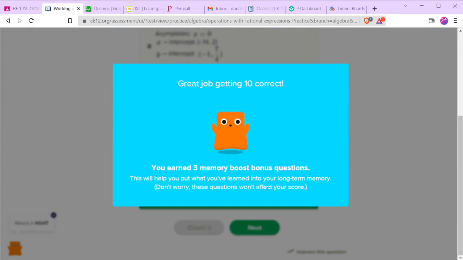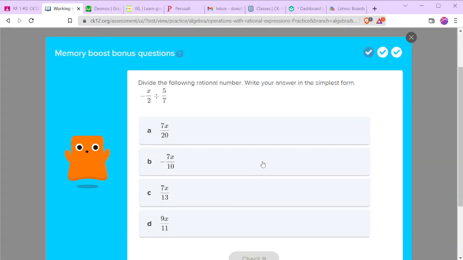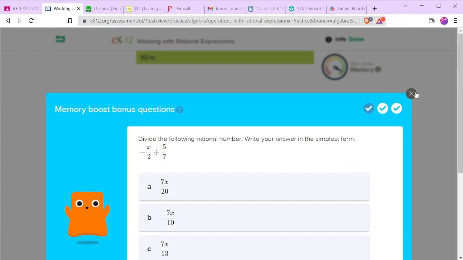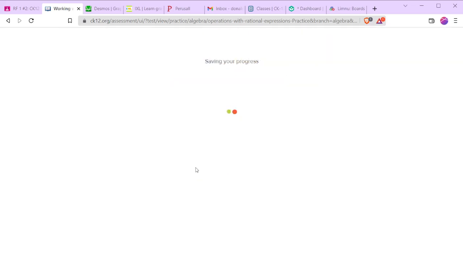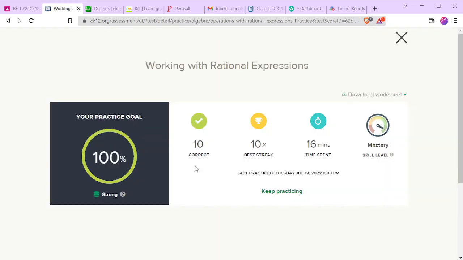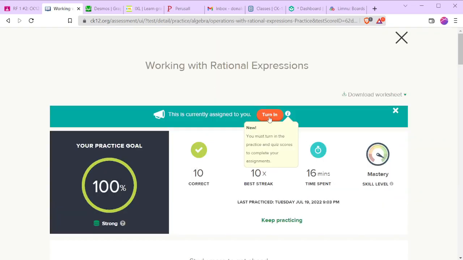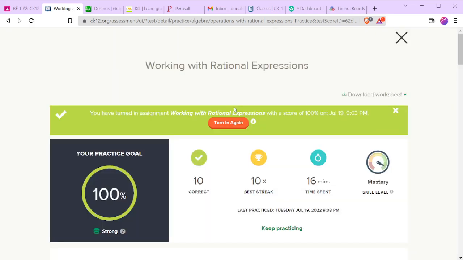So we now have our 10 correct. We have the option for the memory boost, but we don't need to take that right now. So we will stop for now after the 10 questions right. And now this step is absolutely vital. We must turn it in. We have to click turn in, or I cannot see the assignment.